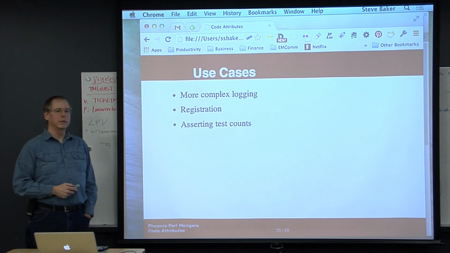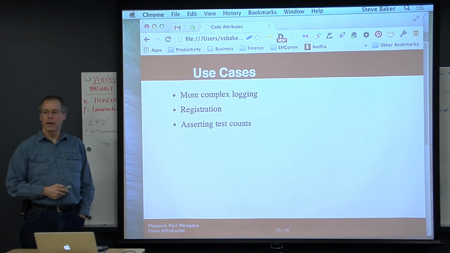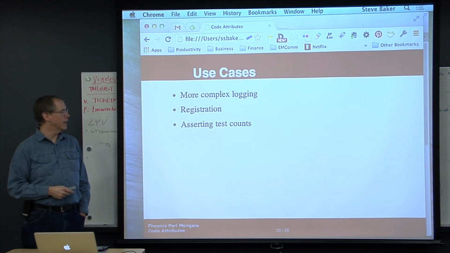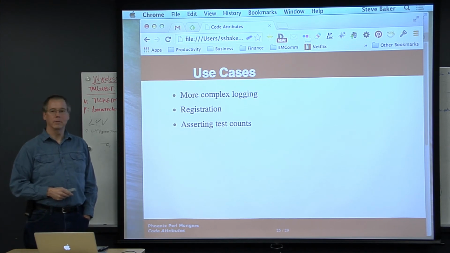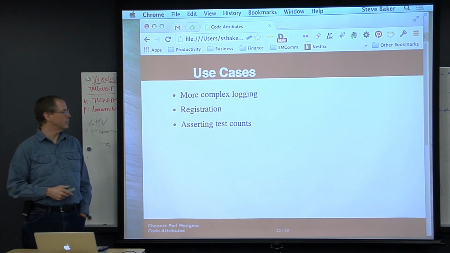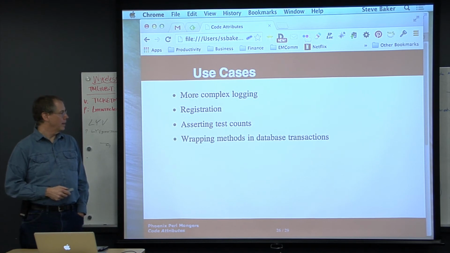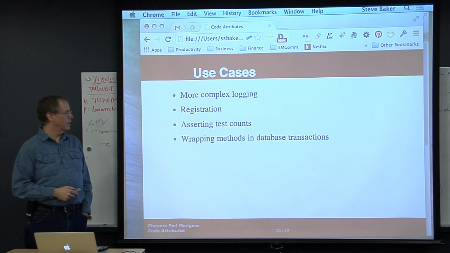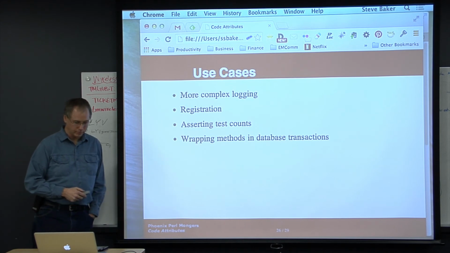Asserting test counts. You've probably all used the test class module where you use a subroutine attribute, :test, and then give it a number of tests. And that's how you specify the number of tests that are going to be run in that subroutine. That, of course, is a subroutine attribute handler. And then wrapping methods and database transactions. This one's my favorite, and this one I'll demonstrate here.